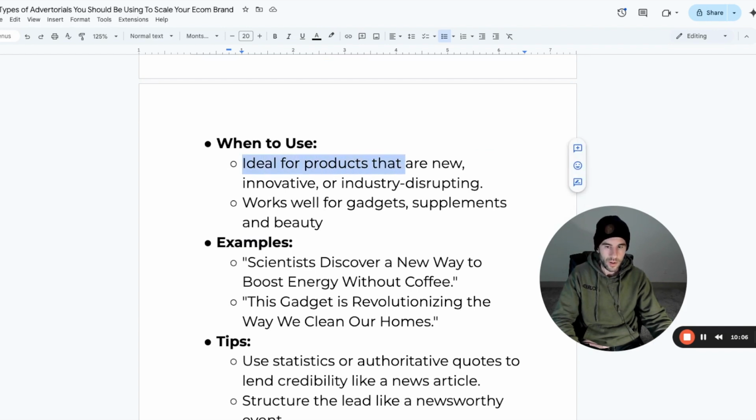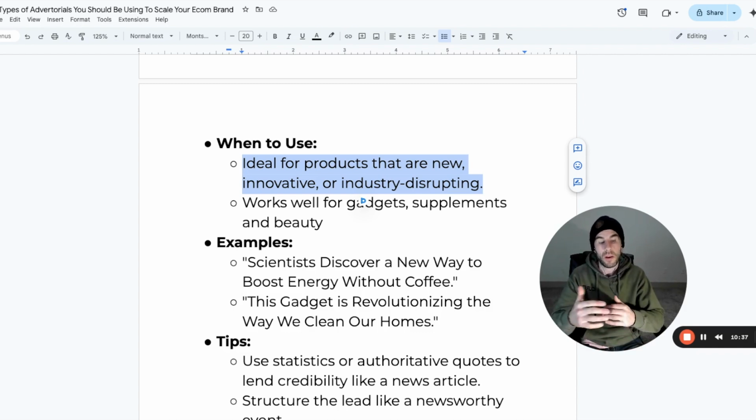So when should you use the breaking news style advertorial? It's ideal for products that are new, innovative, or industry disrupting. So maybe things have been done in the industry the exact same way, everybody's put out kind of the same commoditized product, and you have something that is truly new. Maybe you use a different style of ingredient, or how you process it, or the testing that it goes through, all those kinds of things. But usually it's going to have to be a big component of whatever the product is. Whatever it is, you just want to make sure that it feels new and innovative and industry disrupting.